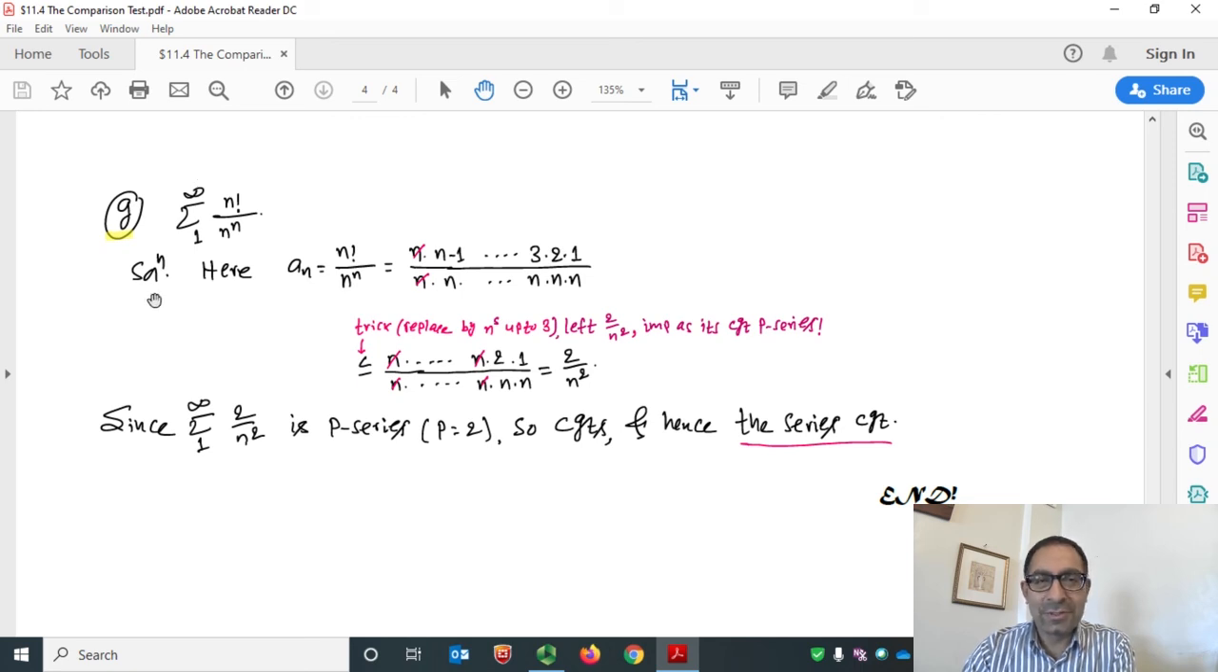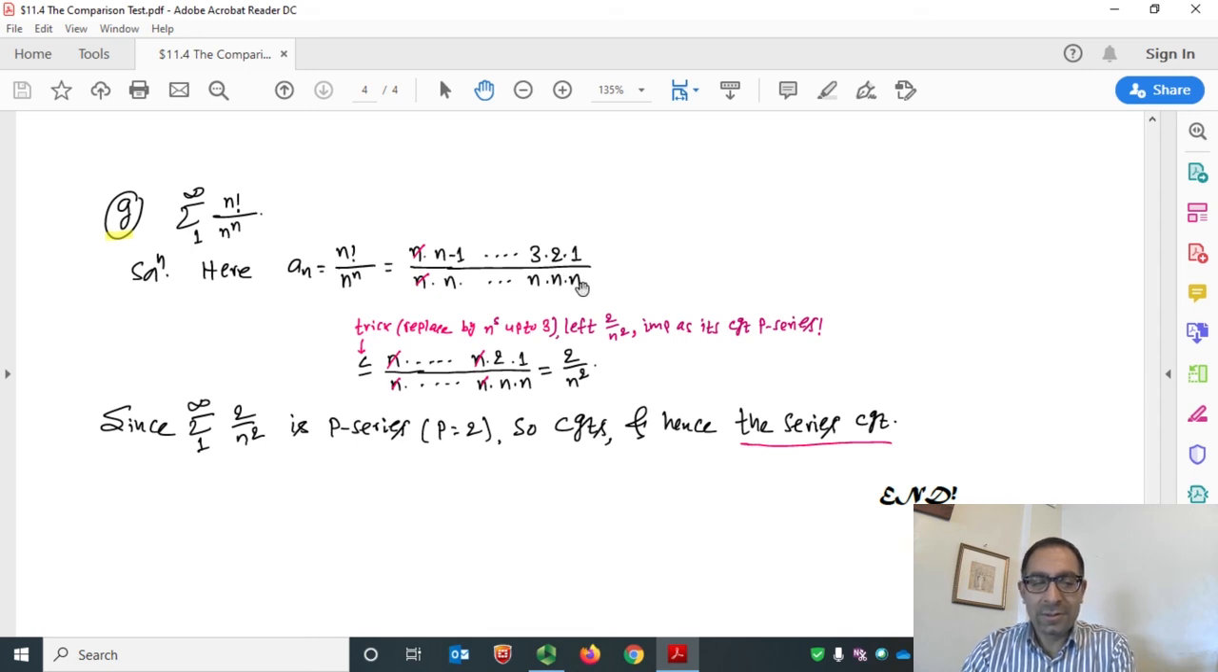Let's begin the solution. Here, the nth term is a_n equals n factorial over n to the power n, which you can rewrite as: n factorial is n times n minus 1 times n minus 2 times dot dot dot times 3 times 2 times 1, and we know 0 factorial is 1. And in the denominator, n to the power n means n many n's, n times n dot dot dot n.